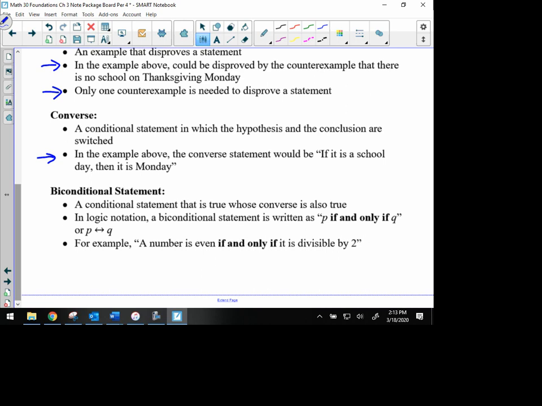So a biconditional statement is one that is true both ways. So you have your conditional statement that's true, and the converse is true as well. So if you say it the original way, or the way that it's presented to you, that's true. But then if you flip it around, it's true as well as the converse. And so I have an example down here. A number is even if it is divisible by 2. And there's actually this phrase that's used in math and some of these reasoning things.